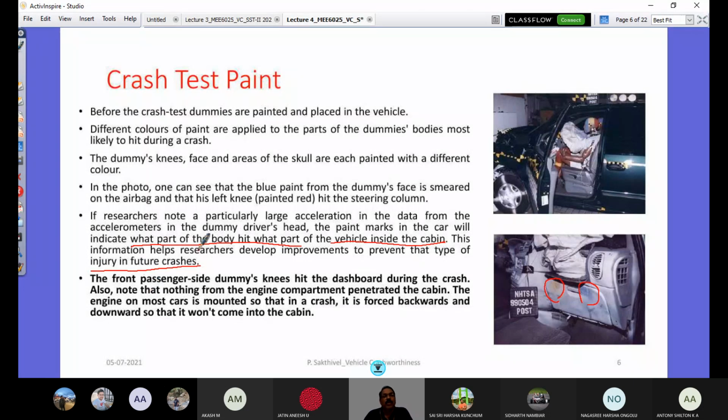So that is how the crash test with this dummy painting would be quite useful. The front passenger side dummy knees hit the dashboard during the crash. Also note that nothing from the engine component penetrated the cabin. You could see here after the crash event, there is no penetration of engine.